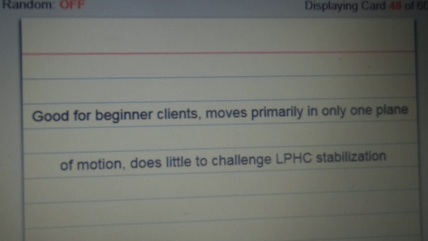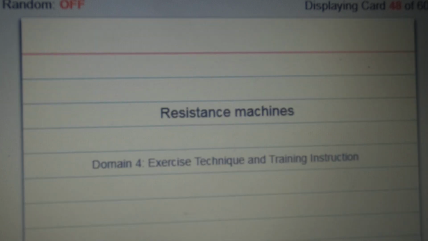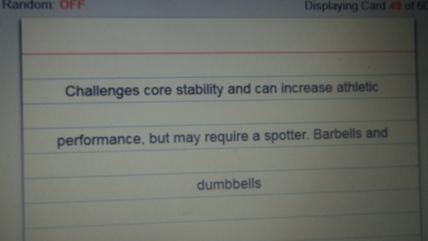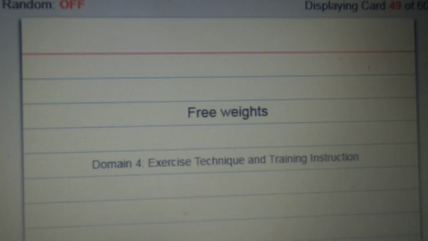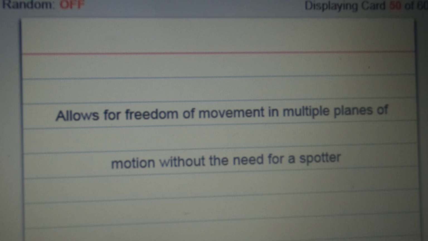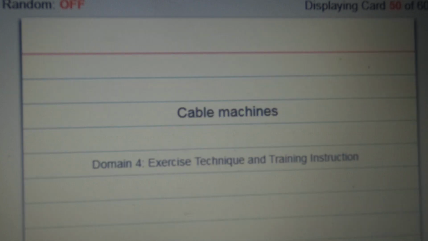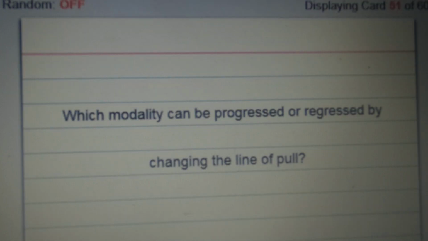Good for beginner clients, moves primarily in 1 plane of motion, does little to change LPHC stabilization. Resistance machines. Challenges core stability and can increase athletic performance, but may require a spotter, barbells, and dumbbells. Free weights. Allows for freedom of movement in multiple planes of motion without the need of a spotter.